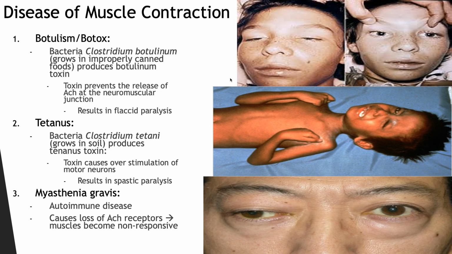Here are some more disorders that we can talk about. You can have botulism or Botox, and that's just the bacterium Clostridium botulinum, and that's a toxin that prevents the release of ACH at the neuromuscular junction. You can have tetanus, and that's the overstimulation of motor neurons. And then myasthenia gravis, which is an autoimmune disease, and that causes the loss of ACH receptors, so the muscles become non-responsive to ACH that's released.